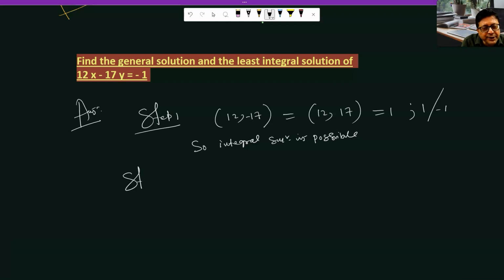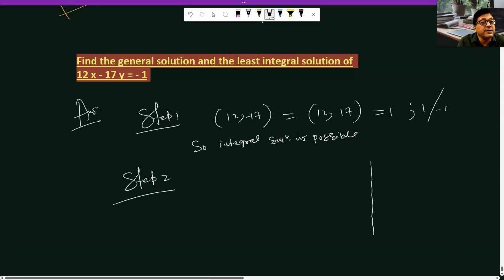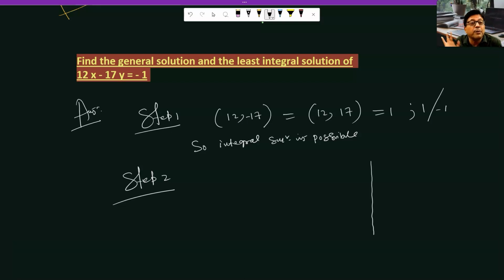What is step 2 here? Step 2, find the initial solution. What value of x and y will satisfy initially? Let us do it. You do it. I remember the solution; I have solved it before. So I put the initial solution. Okay? Don't mind. Okay, let me solve it for you. We are going to express the GCD of 12 and 17 as a linear combination of 12 and 17. That will be the initial solution.